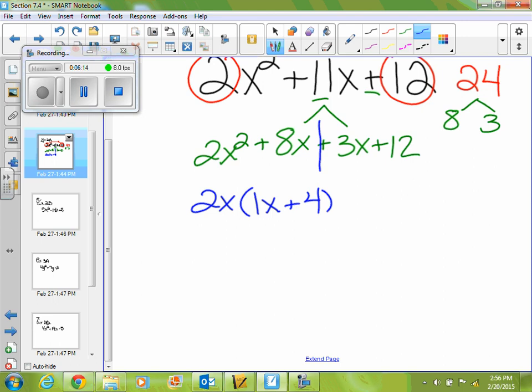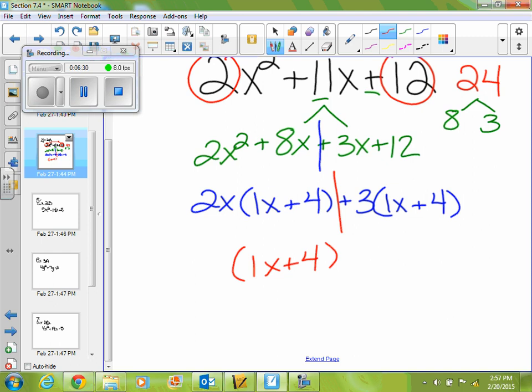What goes into a 3 and a 12? 3. 3x divided by 3 is 1x. 12 divided by 3 is 4. So 1x plus 4 is what's the same? 2x. And 2x plus 3 is what's left over.